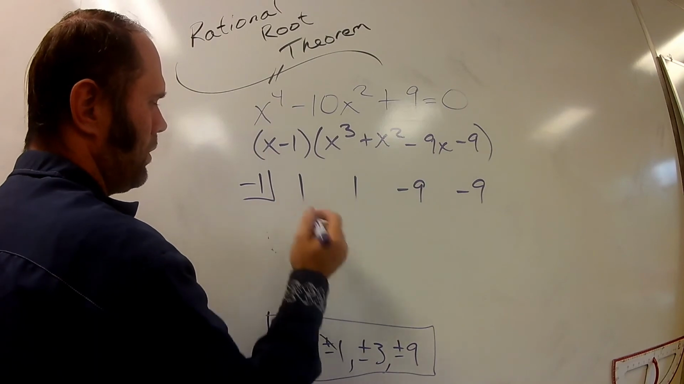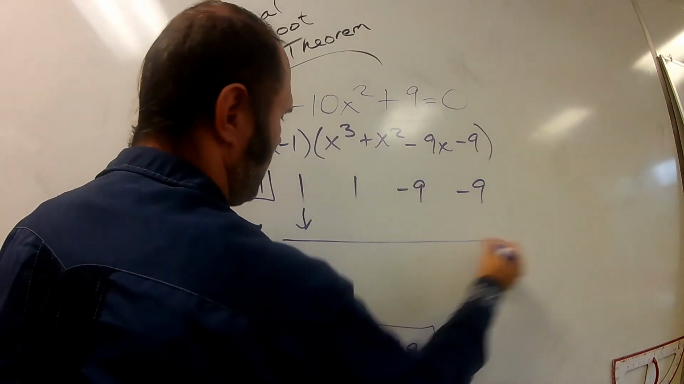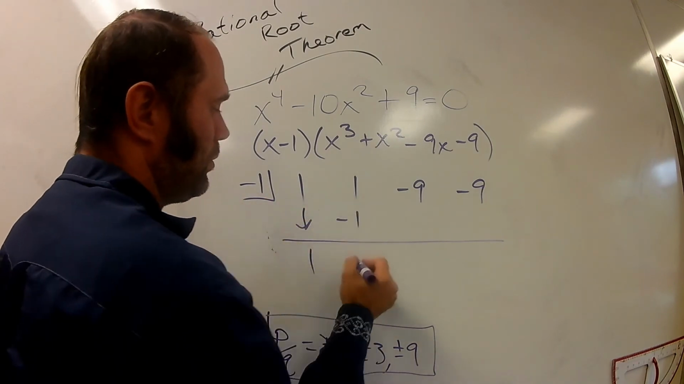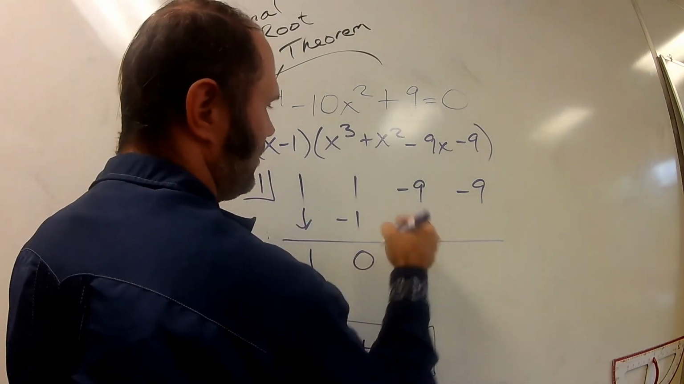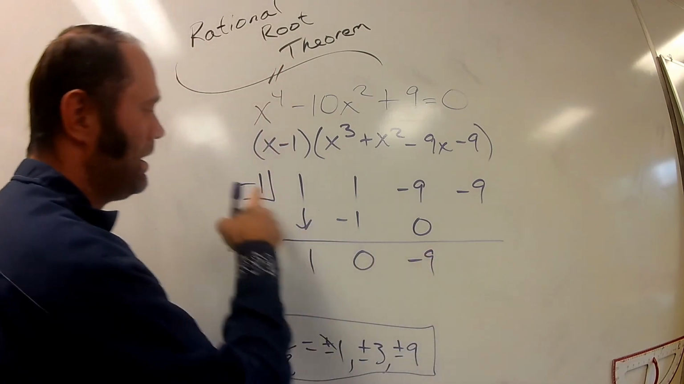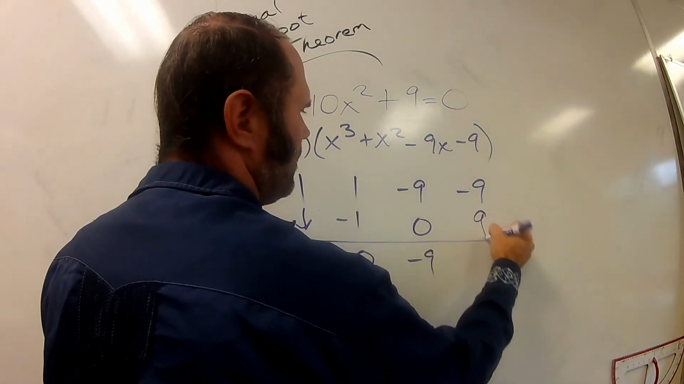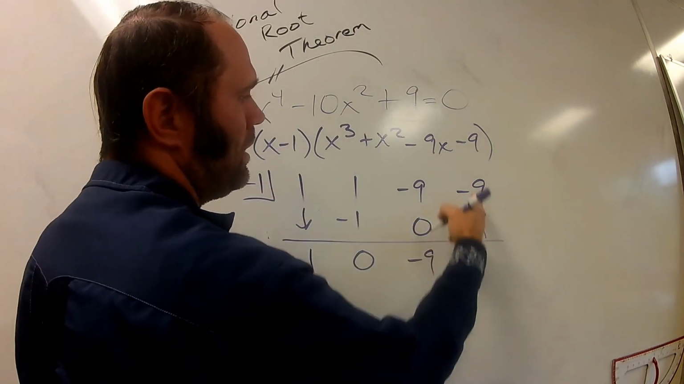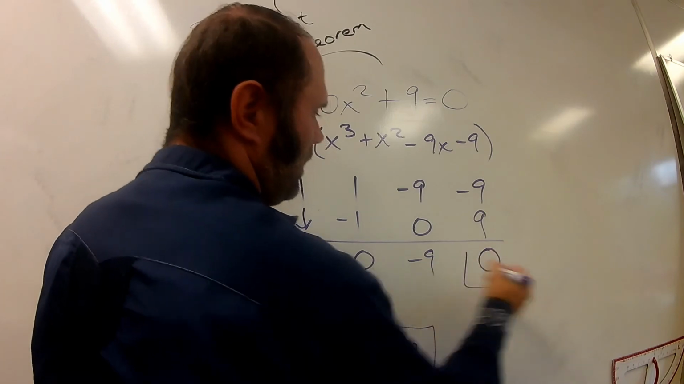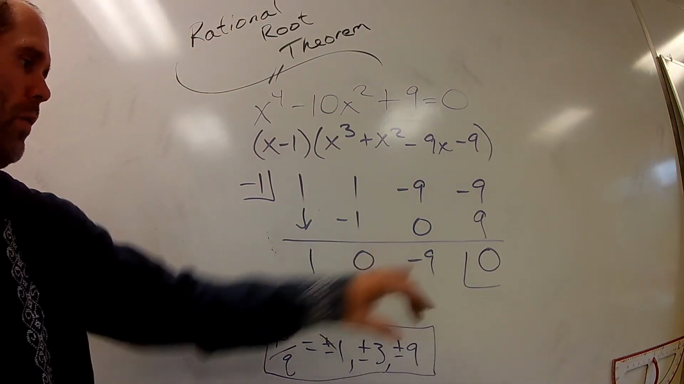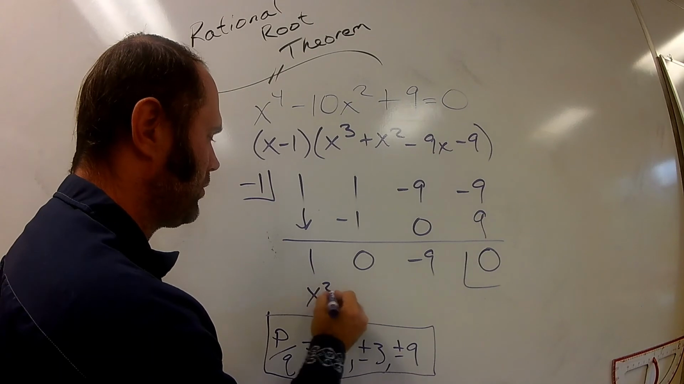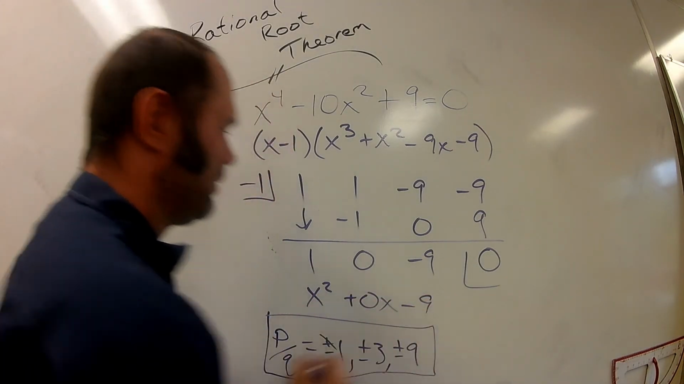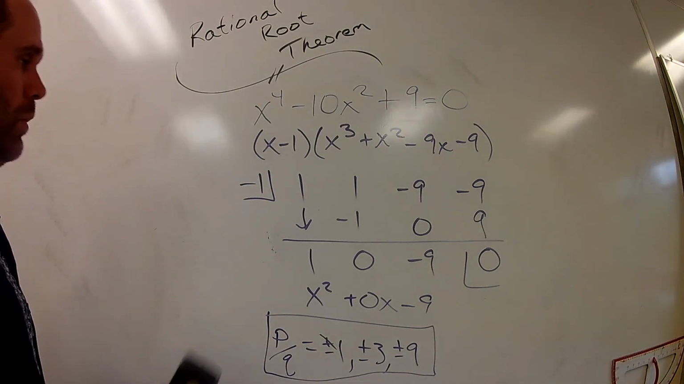So here we're going to bring down the 1. Always bring down the first number. 1 times negative 1 is negative 1. Plus 1 is 0, times negative 1 is still 0. Plus negative 9 is negative 9. Times negative 1 is positive 9. Positive 9 minus 9 is 0. That worked out. 1, 0, negative 9. So that's 1x squared plus 0x minus 9. And negative 1 worked.